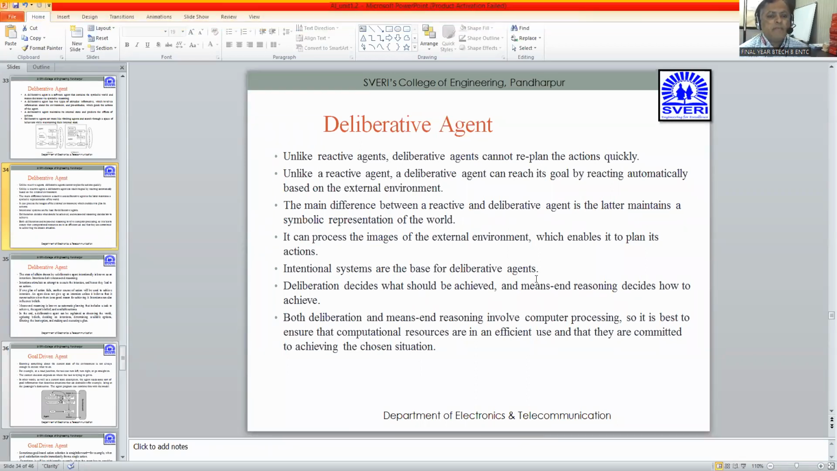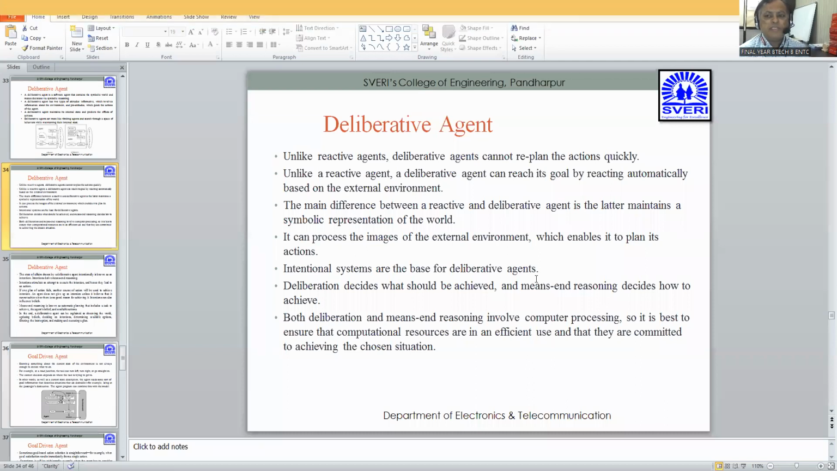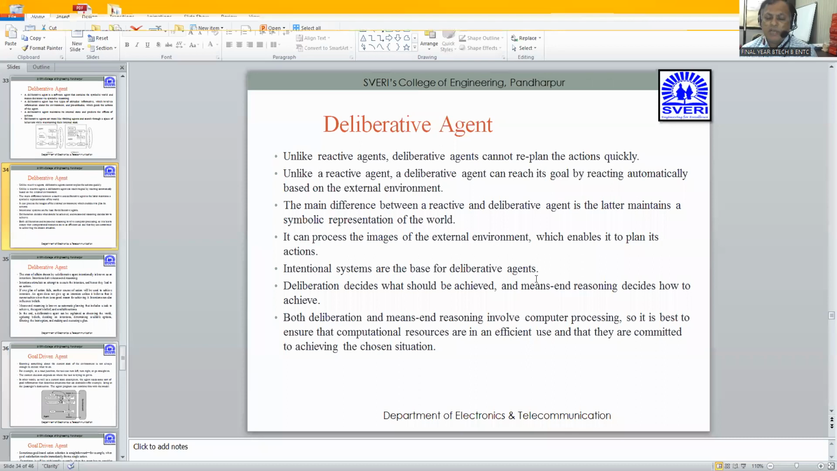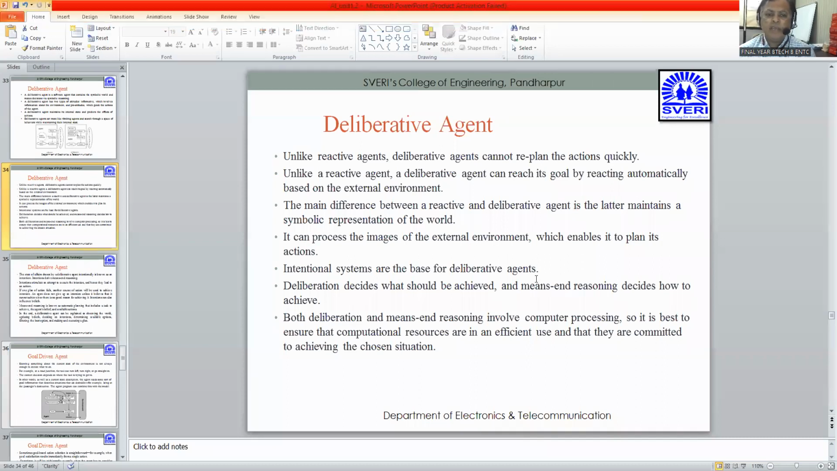Okay. After that, the main difference between reactive and deliberative agent is that the latter maintains a symbolic representation of the world. Yes, this is also a very big difference. As far as a reactive agent is concerned, it has a very normal representation of the information. But in the case of a deliberative agent, there is symbolic representation. So everything is in the form of symbols, and hence based on that, actions can be taken.